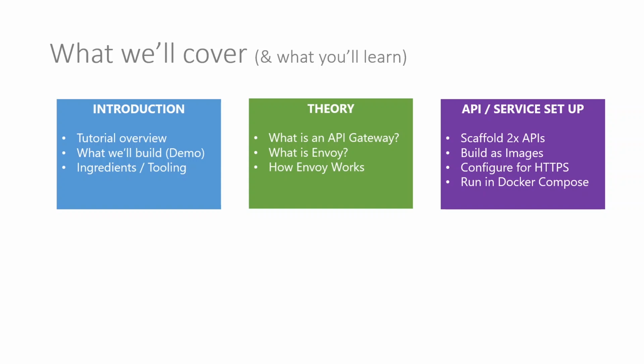So in this section, we're just kind of getting ourselves ready for the main event. So in here, we set up 2 APIs, very simple APIs. I'll show you those in the demo. They're .NET Core APIs. We will build them as Docker images. We will configure them both for HTTPS as well, which is a little bit of work. And then we'll run both of those APIs as services within Docker Compose.